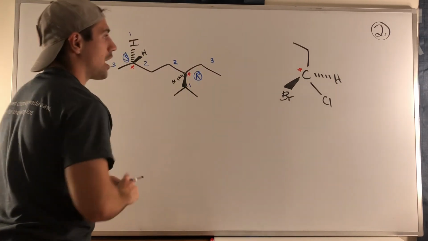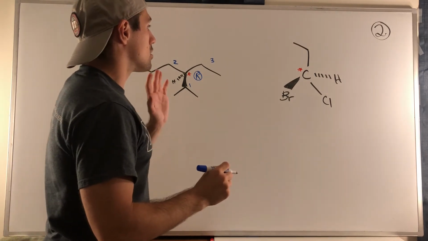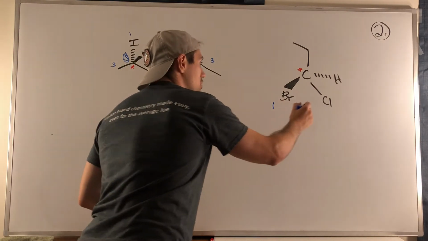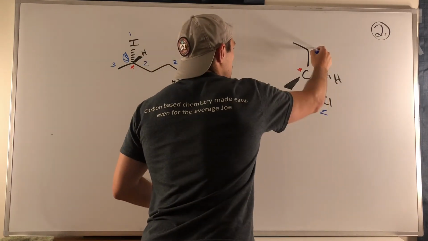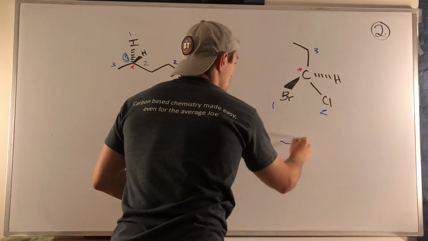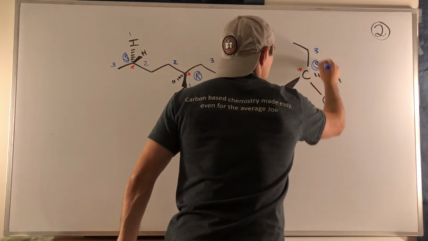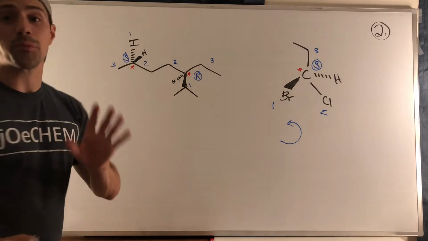Okay? Now, final one over here. So lowest priority group, the hydrogen, is facing away from us. Bromine's the heaviest. Chlorine comes in second. Ethyl group comes in last. We look like and are S. Okay? That does it for problem 2.